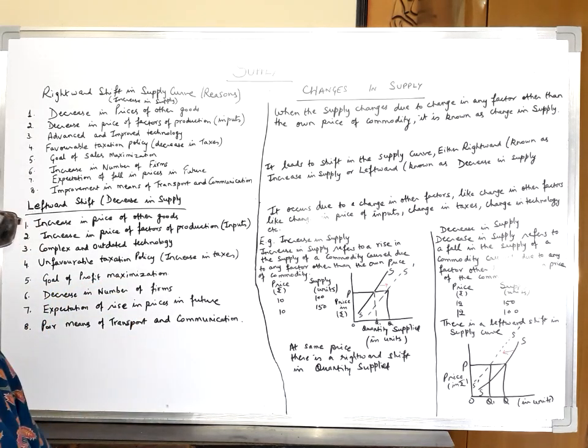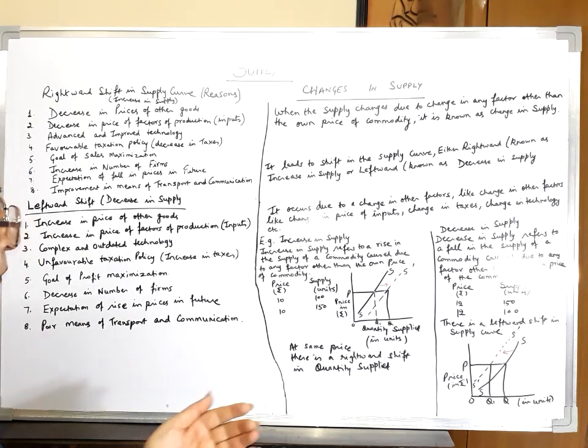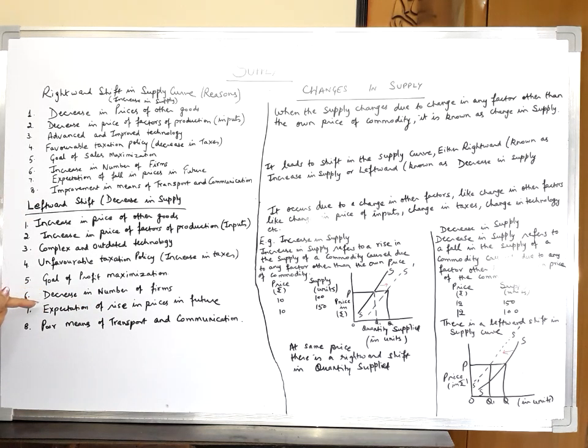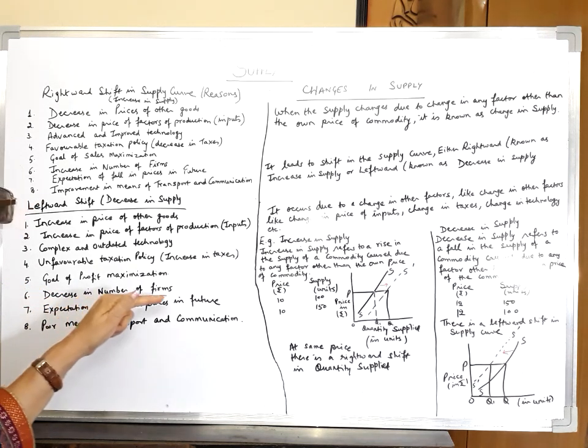The firm may not be able to achieve its intentions and goals of maximizing its profits provided the government is levying more taxes on the product. Hence, there is a leftward shift of the supply curve. Then decrease in number of firms.